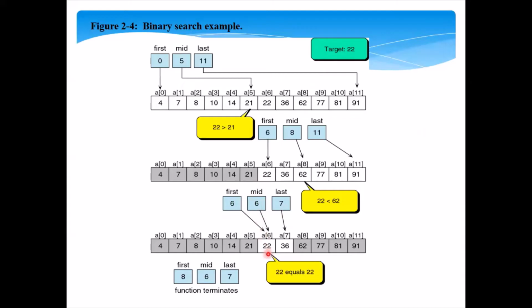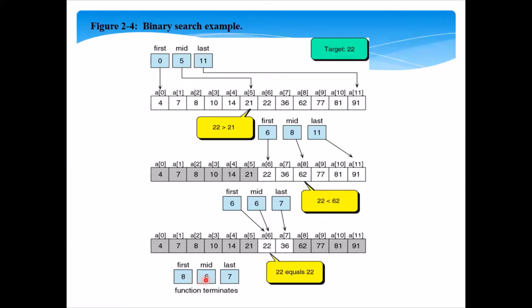So 6 is here. It means that the first is pointed to the address of position 6 as well as the mid. Now, here is the mid. We compare again the target value. The target value is 22 and the middle element at position 6 is also 22. That means it's already equal. So we're going to stop and terminate the looping because we already got the index where we can find the target 22.